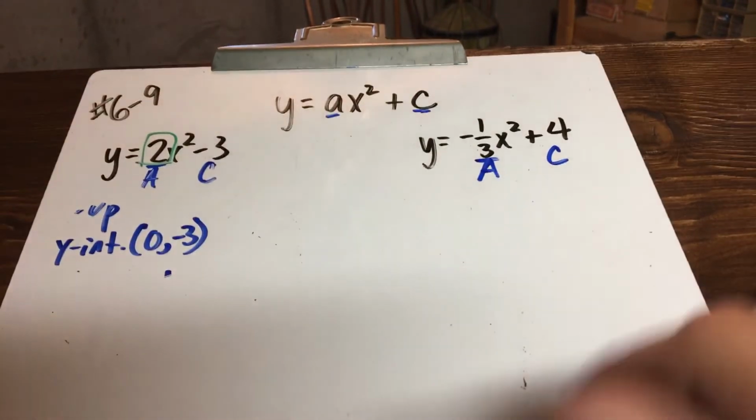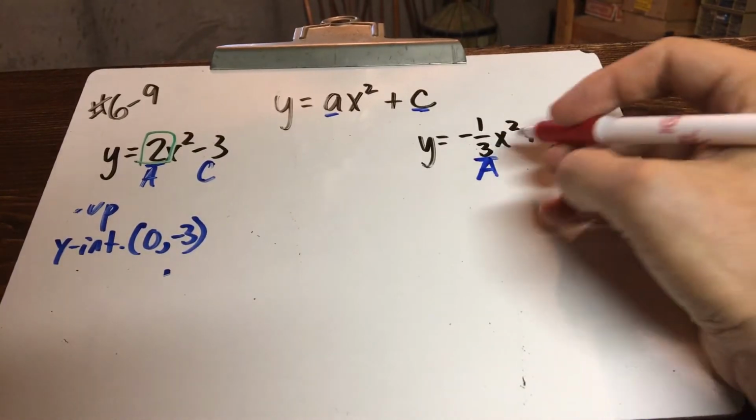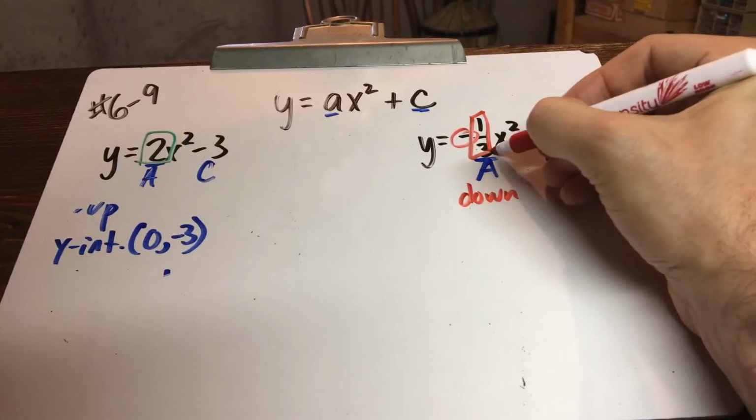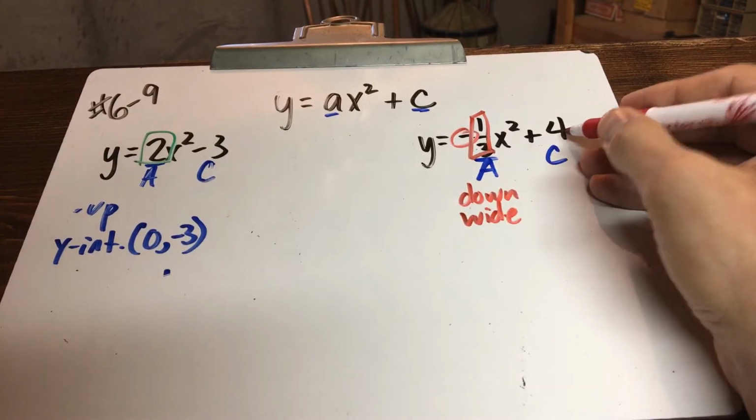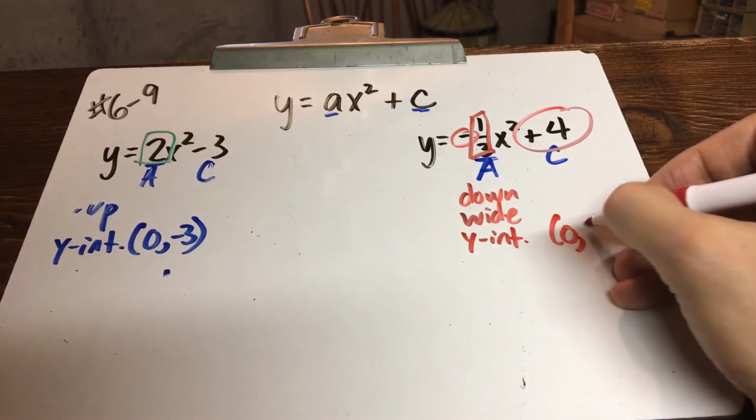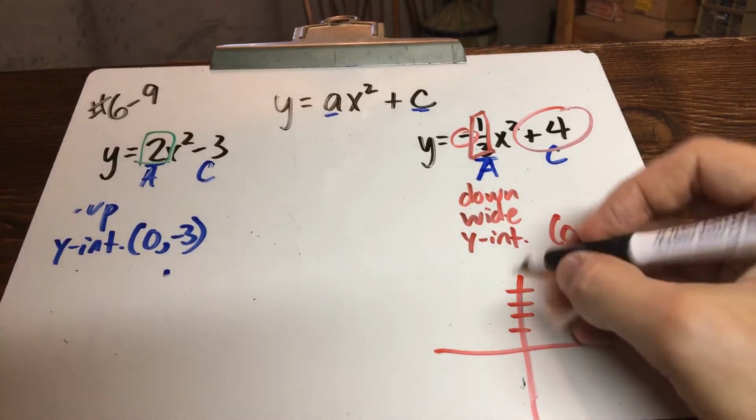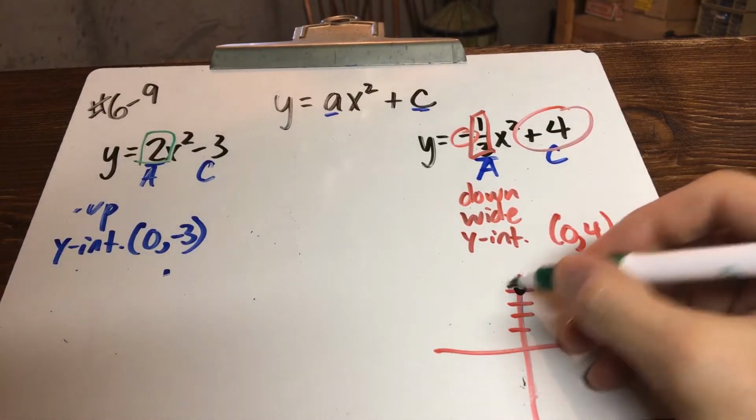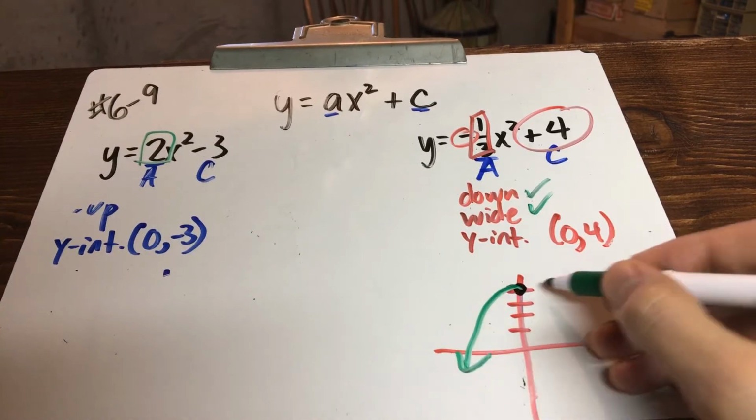Same thing over here. Whenever they add in the y-intercept number, I know this is going to open down, because right here, the fact that it's negative tells me it opens down. The fact that the letter A is a fraction less than 1, in between 0 and 1, tells me this one is kind of wide. And then it has a y-intercept right here. The letter C is my y-intercept. My y-intercept is (0, 4). So I'm looking for a graph that has a vertex right here of (0, 4), and I'm looking for a graph that opens down and is kind of wide. So something like this, right?